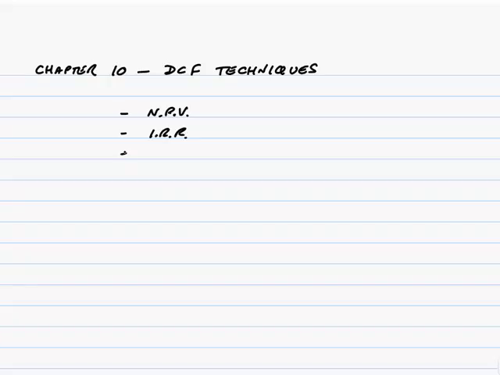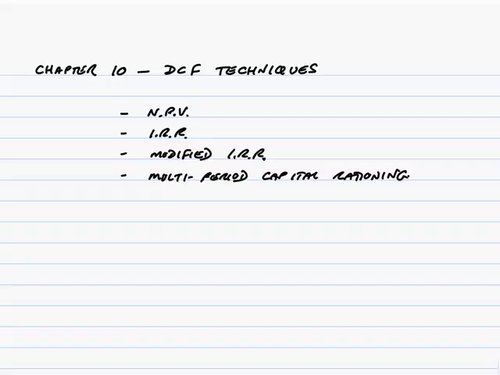The third one, though, is something new at paper P4, something called the modified internal rate of return, which isn't difficult, but certainly stands to be asked. And the fourth one, again new to P4, is multi-period capital rationing. You've heard of capital rationing before, but in previous exams it was single period. In this exam it can be taken slightly further.